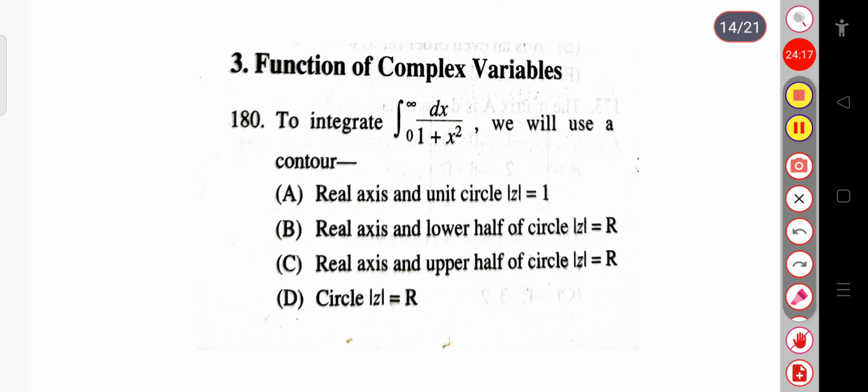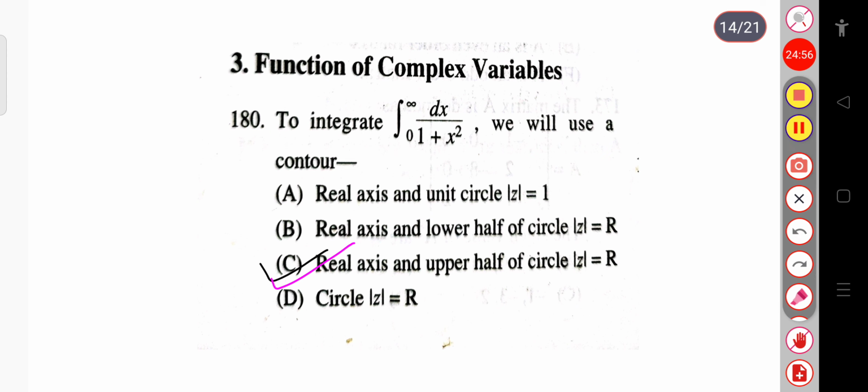To integrate the function dx by 1 plus x square over 0 to infinity, which contour will we use: the real axis and the unit circle, mod z equal to 1, or the real axis and the lower half of the circle, or the real axis and the upper half of the circle with mod z equal to r? You can find this part at the end of this chapter, the last part of complex variables, integration of definite integrals. So here the correct answer will be the real axis and the upper half of the circle, mod z equal to r.